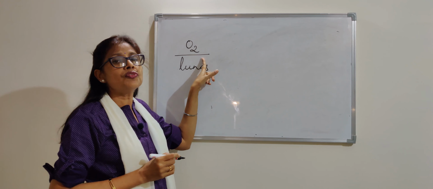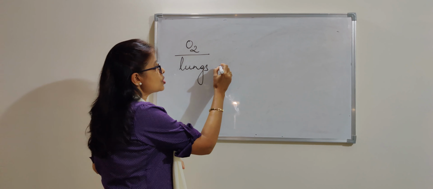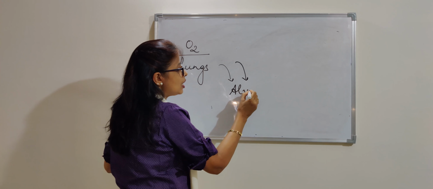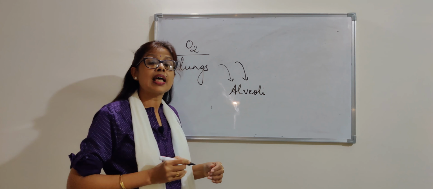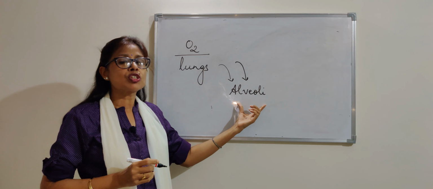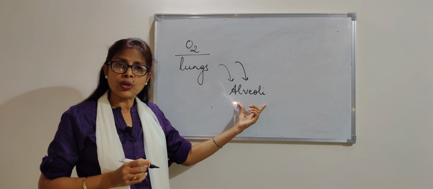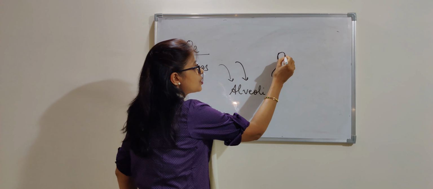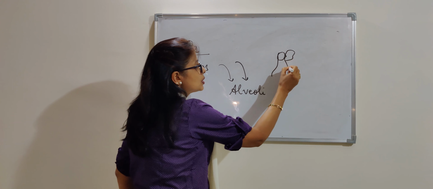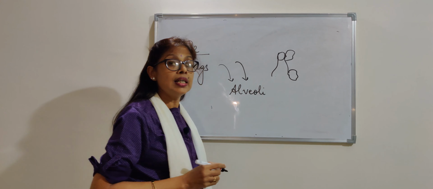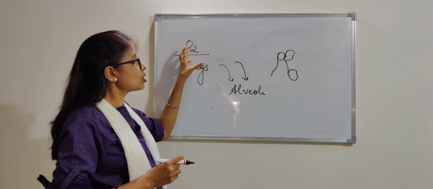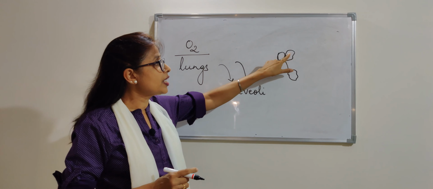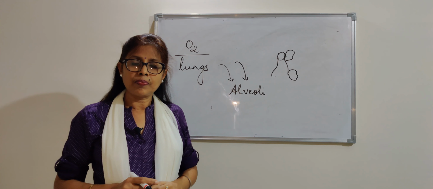Now this oxygen from the lungs passes into smaller and smaller parts called alveoli. The singular is alveolus. They are somewhat like balloon-like structures. If we look inside the lungs, they look something like this. Whatever oxygen enters the lungs finally enters these alveoli.